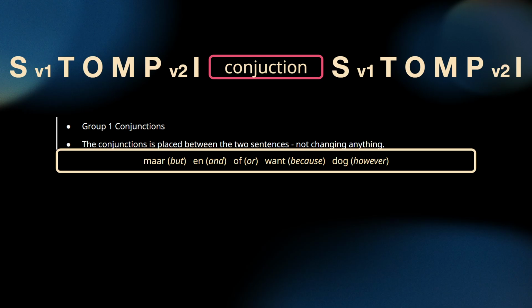These are stock standard conjunctions: maar, which means but, en, which means and, of, which means or, want, which means because, and doch, which means however. Some people like to use the mnemonic meow dog to remember these simple conjunctions.